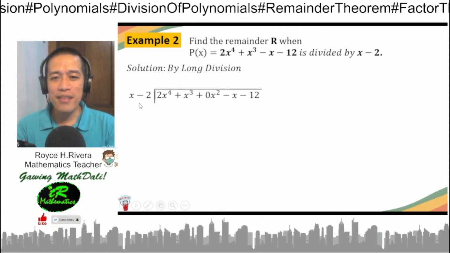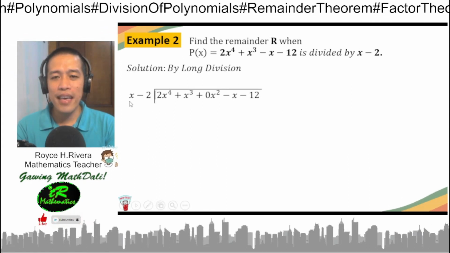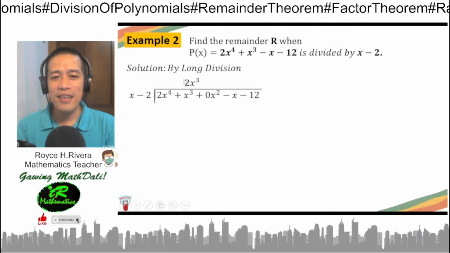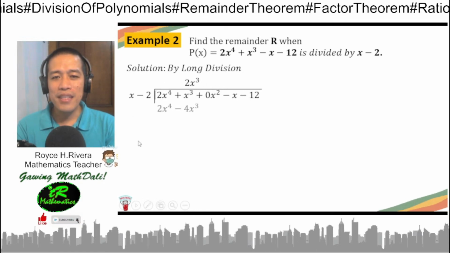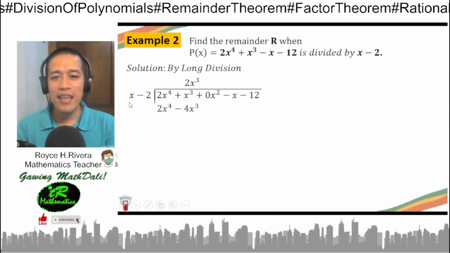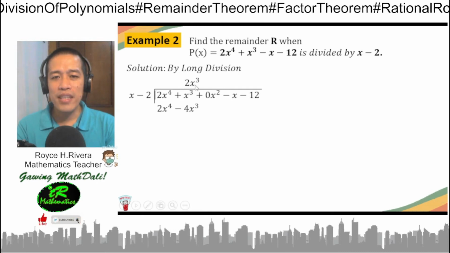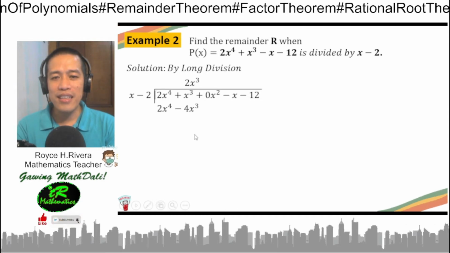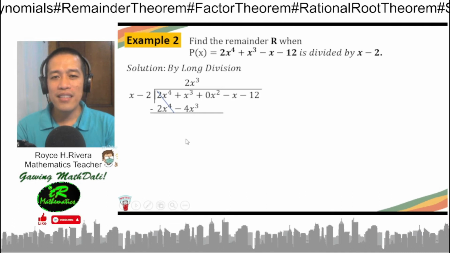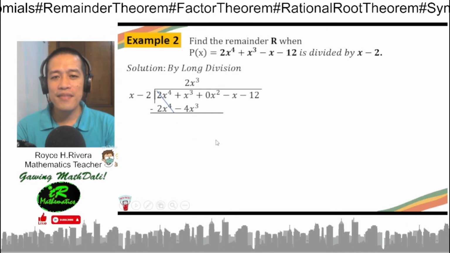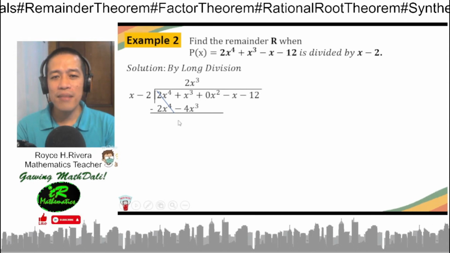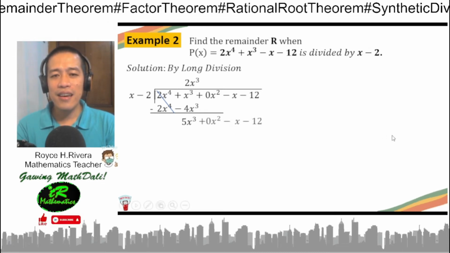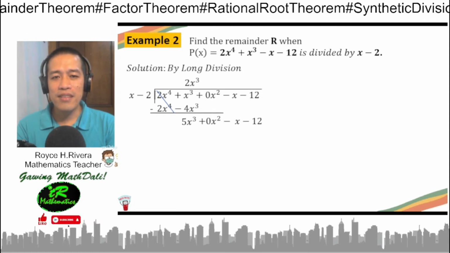Divide first term by first term. 2x raised to 4 divided by x, we will get 2x raised to 3. And the quotient multiplied by the divisor: 2x raised to 3 times x is 2x raised to 4, and 2x raised to 3 times negative 2 is negative 4x raised to 3. Now we subtract. 2x raised to 4 will cancel out each other. Then x raised to 3 minus negative 4x raised to 3 is 5x raised to 3. And now we bring down the next terms.